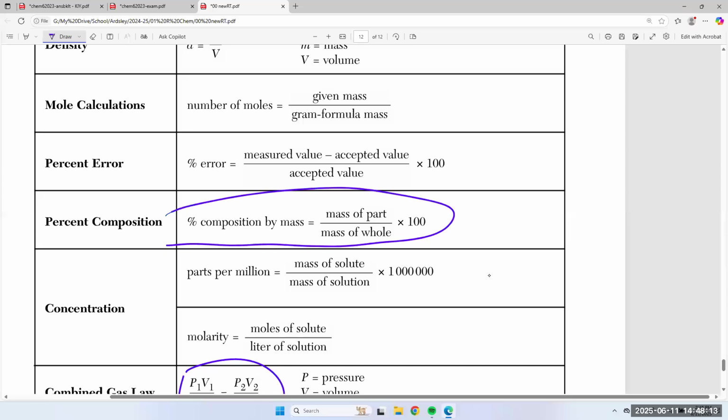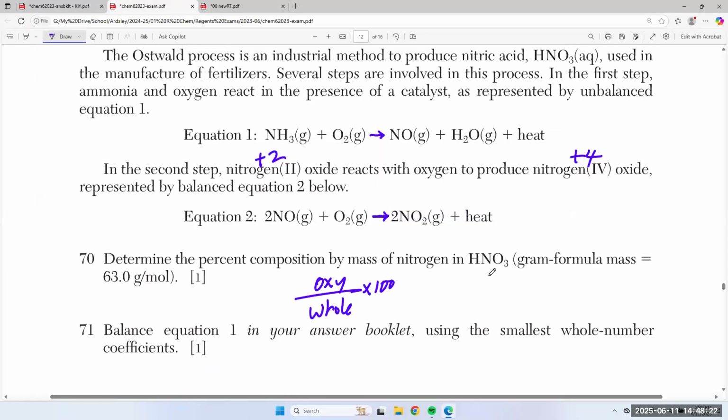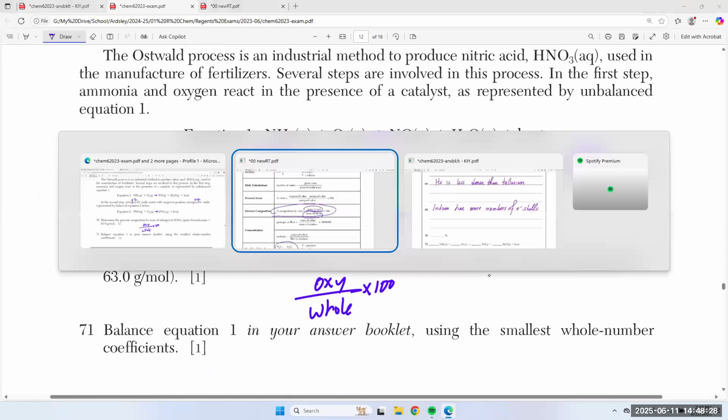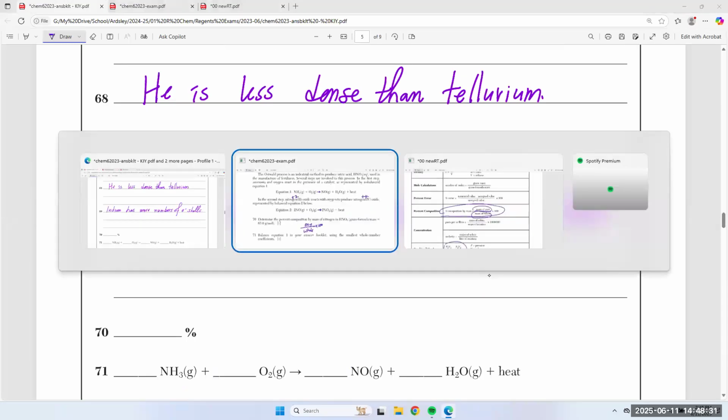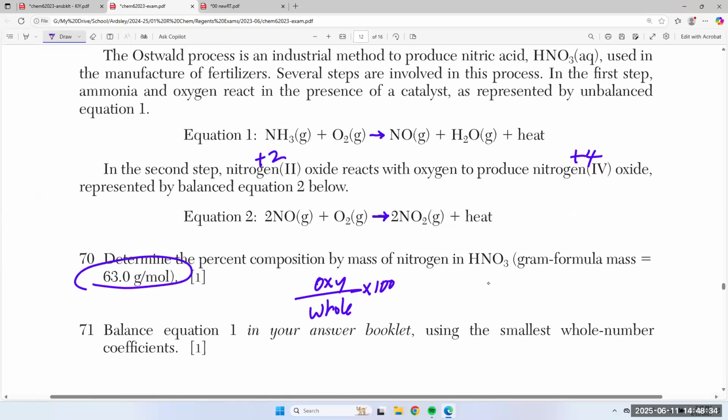Percent composition is right here. But what did I just say? Mass of the part, which is all of the oxygen, over the whole. Now, they want the percent composition, so it's the oxygen over the whole, HNO3. First of all, they even gave you the whole thing, so how easy could this be? How many oxygens are in here? It's 3 of them, so 3 times each oxygen, which is 16, divided by the whole thing, 63, times 100. Guys, it's that easy. So it's 16 times 3 divided by 63.